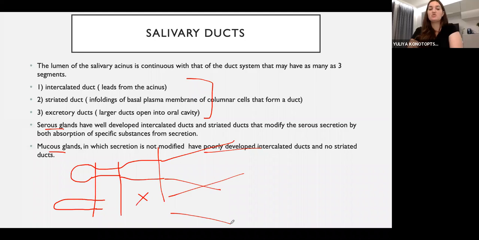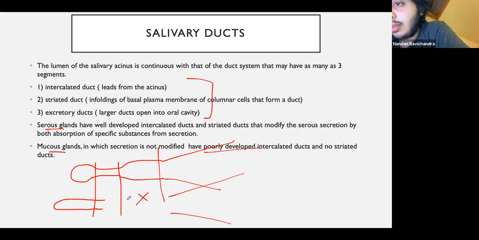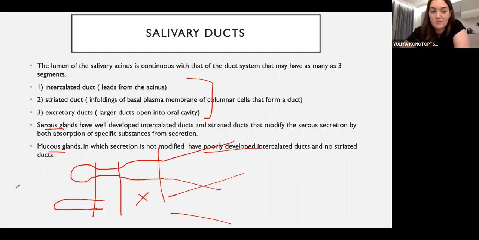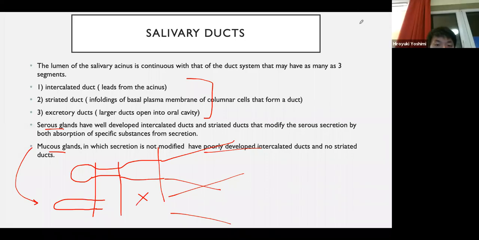So what is the major difference between serous and mucous salivary glands? Which one does not have striated? Mucous. Okay, so mucous does not have striated ducts, and the intercalated are very, very poorly developed. Do you understand why? Why would you not want to have the same amount of ducts in the mucous salivary glands? Because viscosity is quite high.